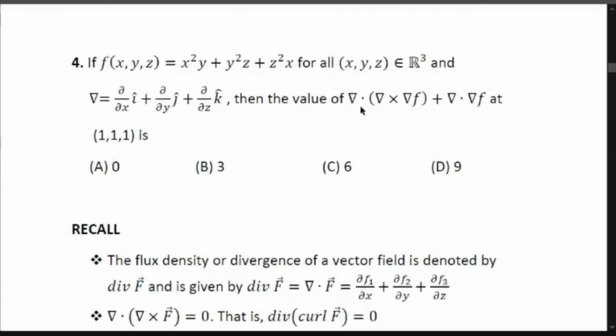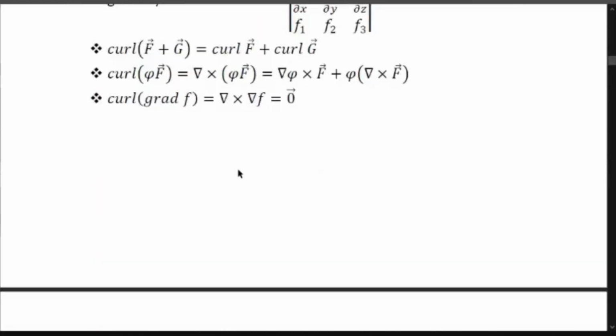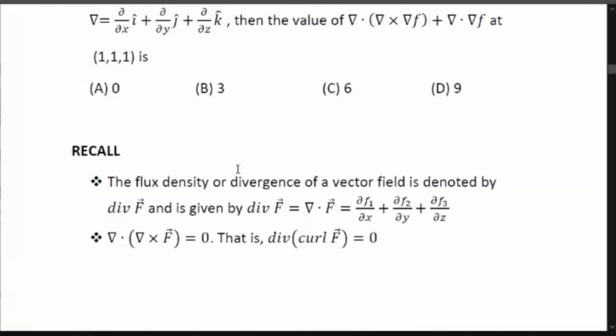You can see here, one part of the question is del dot del cross del f. You know that del f is a vector field. So del cross del f is the curl of the vector field del f. So del dot del cross del f is a divergence of curl of some vector field, which is del f. So that will be 0 by this result. Remember that divergence of curl f is always 0. Before that, we had a result that curl of gradient of f is a 0 vector, and divergence of curl of f is 0.